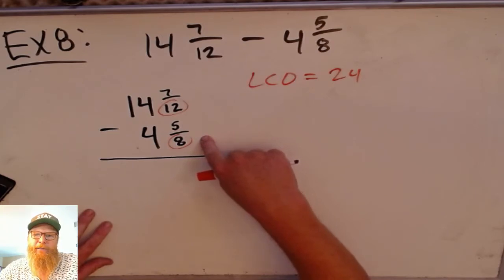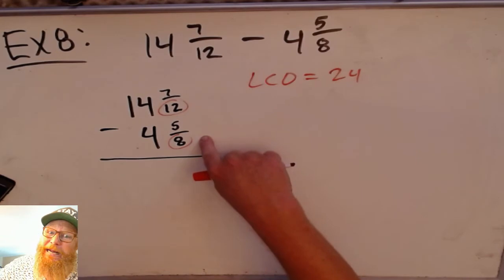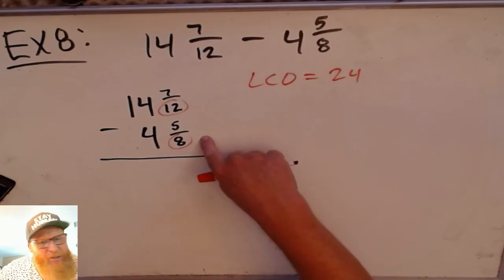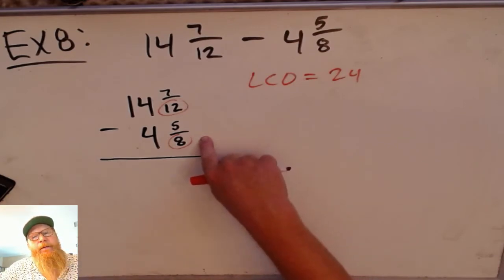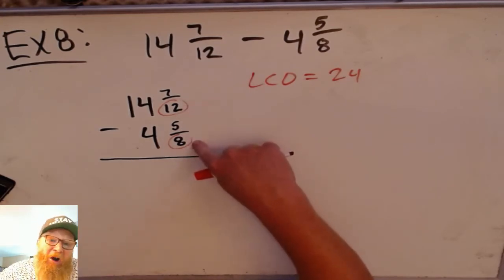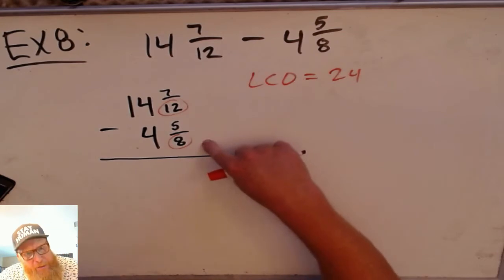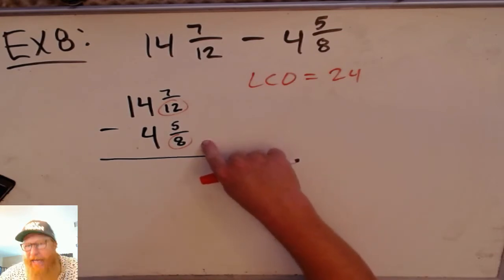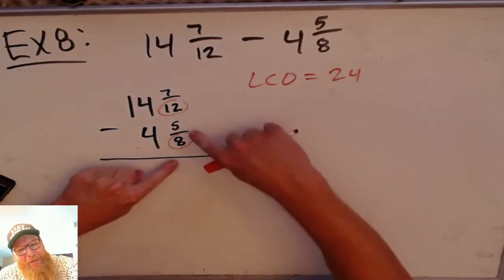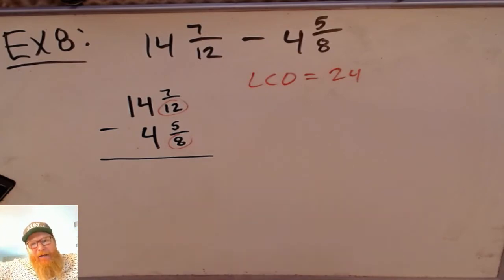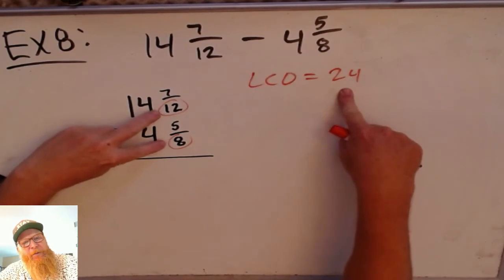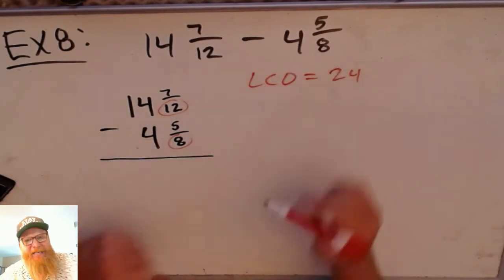Did you see that? Some people go too big. 48, it's too big. It's not the least. 72, again, it's too big. And other folks go too small. I often get people who say, well, 4. Yeah, 4 goes into 12 and 4 goes into 8. But that's too small, because you don't want a number that goes into these numbers. It's the other way around. You want a larger number, typically larger than both of these, in which both of these divide into it.